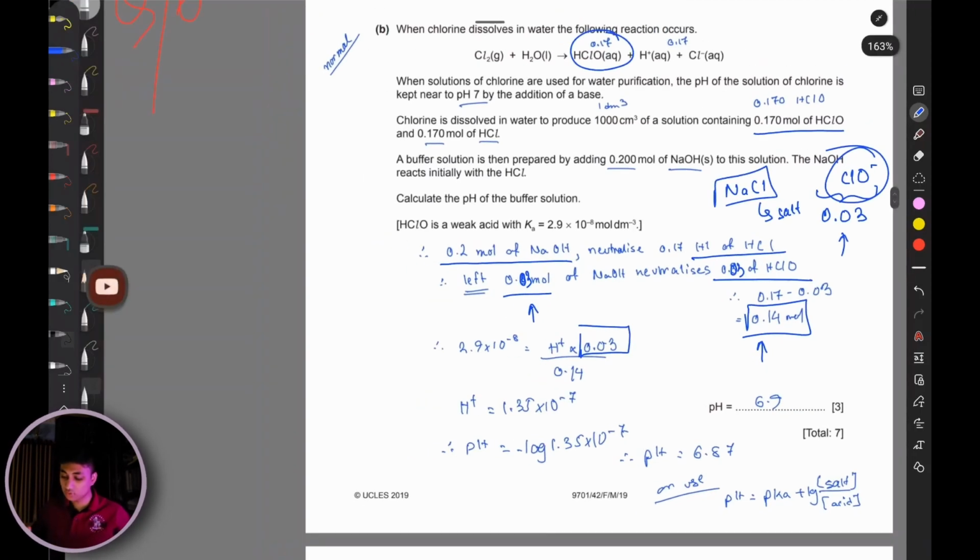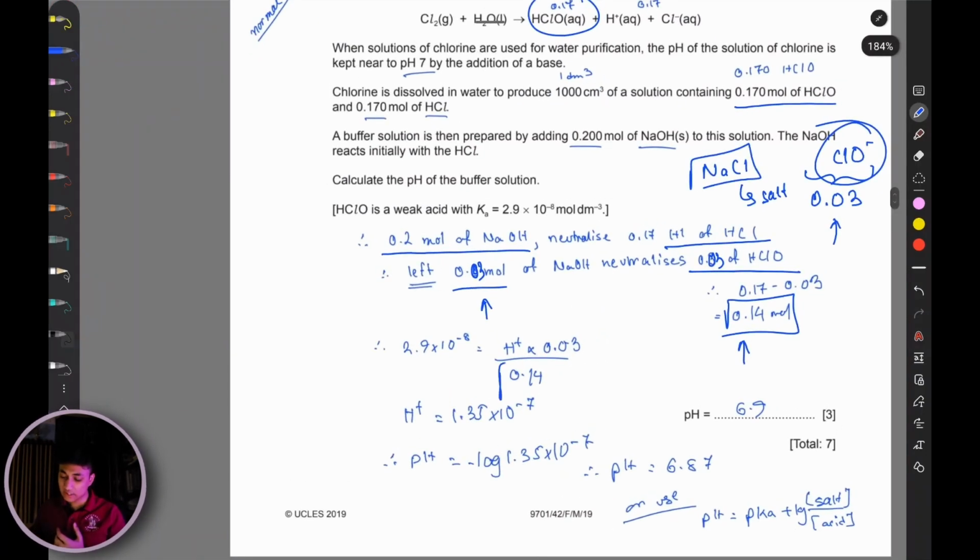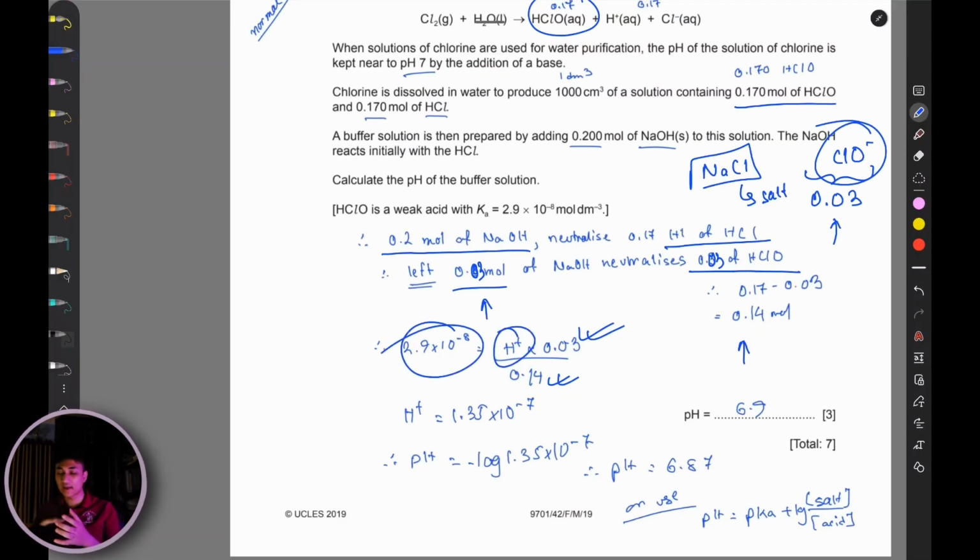Fair enough. Now you may ask why am I not converting this into concentration? The reason is the volume is actually 1000 cm cube, which is why if you divide this by 1, it's still going to be 0.03. So it doesn't matter. Anyways, your acid remaining is actually 0.14 according to this calculation. So I know the acid concentration, I know the base concentration, and I also know my dissociation constant. Hence, I can find out the concentration of H plus ions, right?